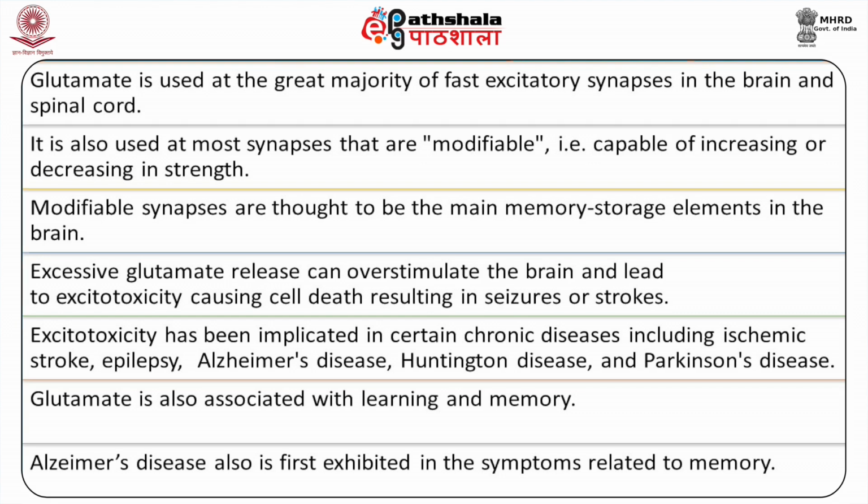Excessive glutamate release can overstimulate the brain and lead to excitotoxicity, causing cell death resulting in seizures or strokes. Excitotoxicity has been implicated in certain chronic diseases including ischemic stroke, epilepsy, Alzheimer's disease, Huntington's disease and Parkinson's disease. Glutamate is also associated with learning and memory. Alzheimer's disease is first exhibited in symptoms related to memory.